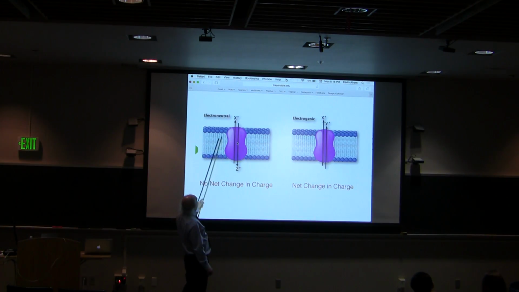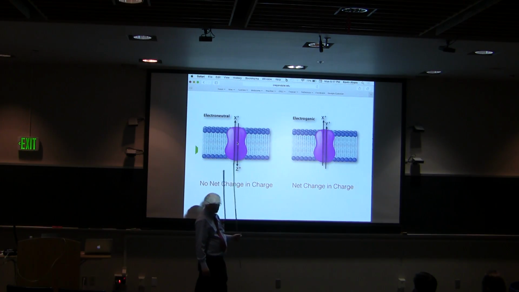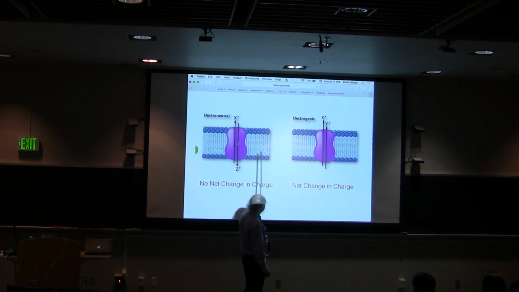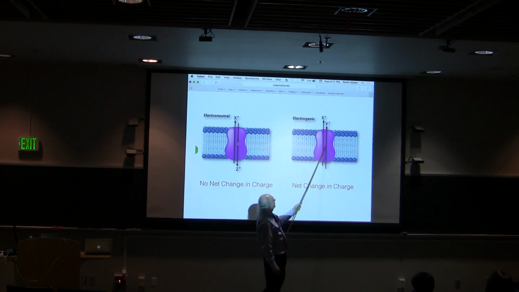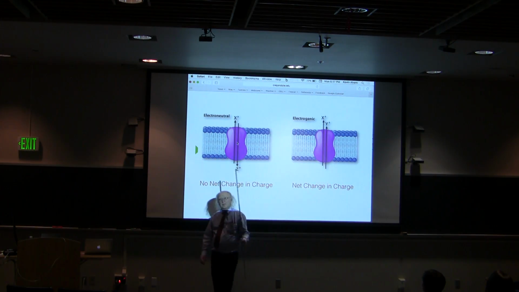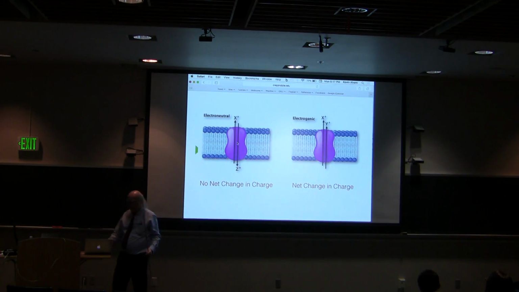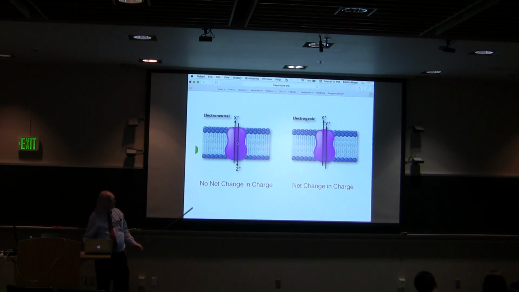There's the electroneutral. We see one positive ion going up, one positive ion going down. They're equalized, so we don't see a change in charge as a result of that. Whereas in this case, both are taken in the same direction, and we see a change in charge. All it takes to be electrogenic is to have a change in charge by whatever mechanism it actually occurs.